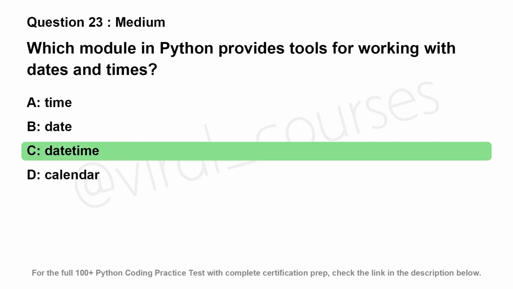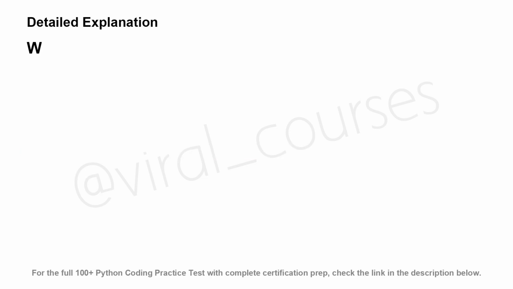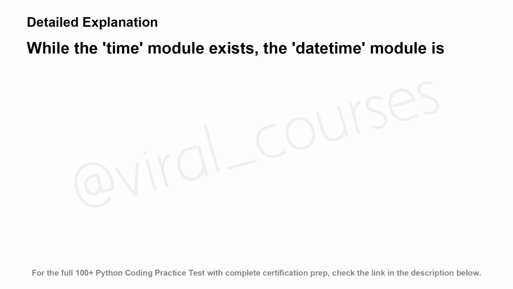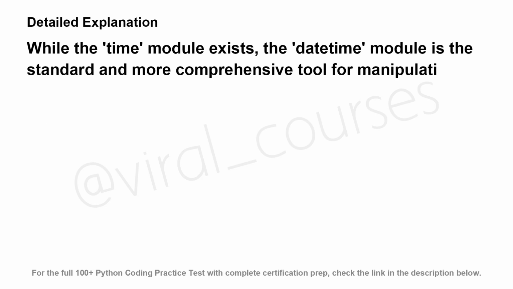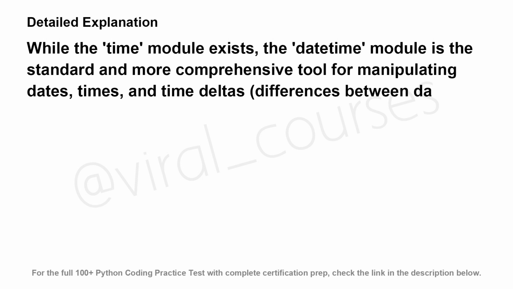The correct answer is C. While the time module exists, the datetime module is the standard and more comprehensive tool for manipulating dates, times, and time deltas, differences between dates, in an object-oriented way.